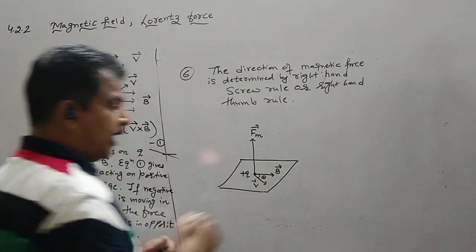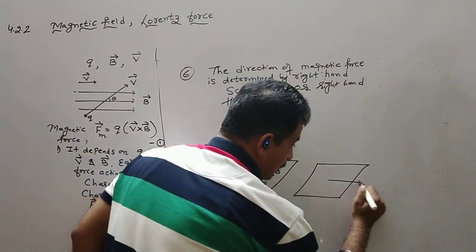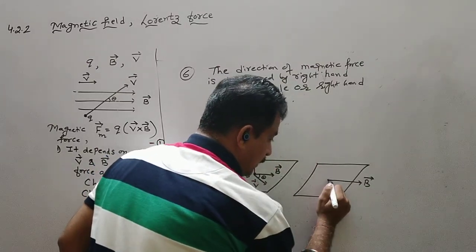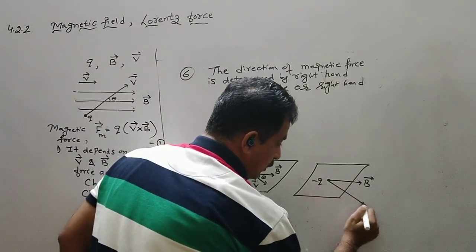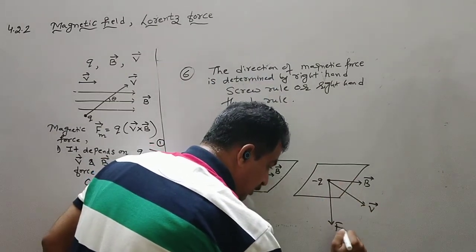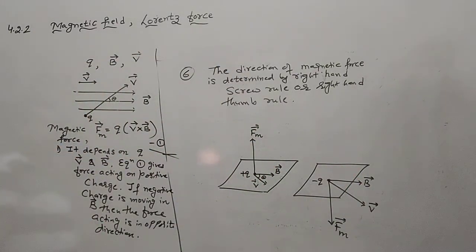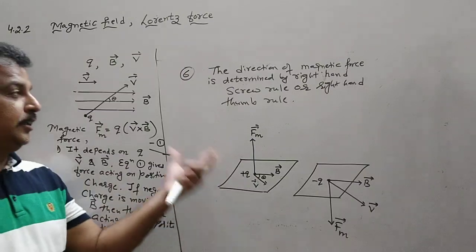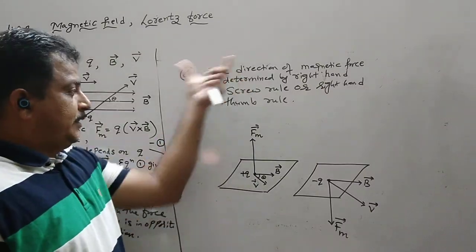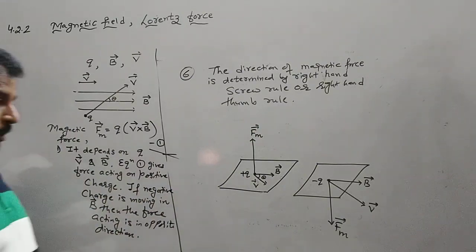If the charged particle is, suppose, negative, then the direction is vertically downward. So this is how we discuss the points related to the magnetic field.